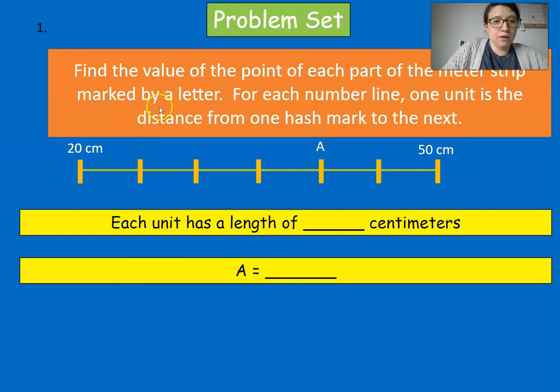20, 30, 40, oh, it's not 10, because I'm already at 50 and 50 is down here. Let's try 5. 25, 30, 35, 40, 45, 50. So each unit is a value of 5. If each unit is a value of 5, then A is 40 centimeters. So use those skills we've been practicing today. Try out different things. It's okay if your first guess isn't right. Just keep persevering and you'll figure out those missing numbers.